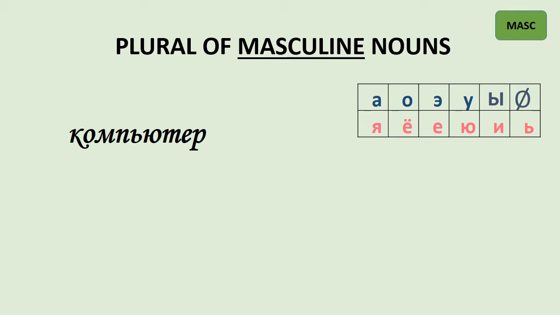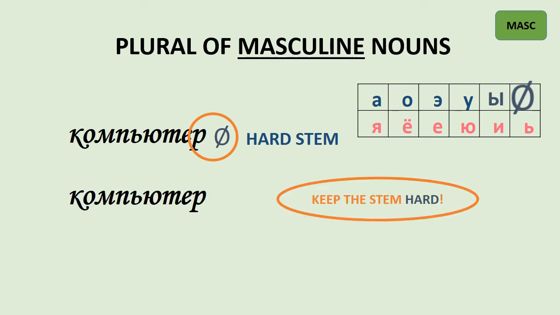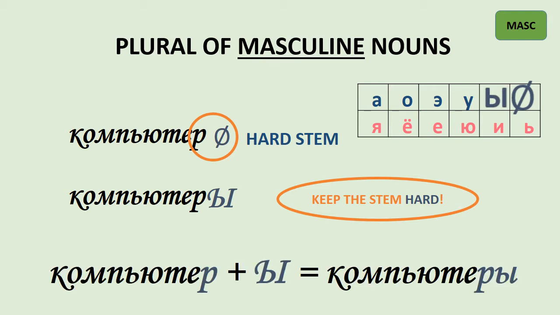Let's take an example. Компьютер. It ends in a consonant that is not followed by anything. So the last consonant is р, therefore we can see that the stem is hard. While making the noun plural, we need to keep the stem hard, so we need to add ы: компьютеры. So our model is the following: компьютер plus ы equals компьютеры.